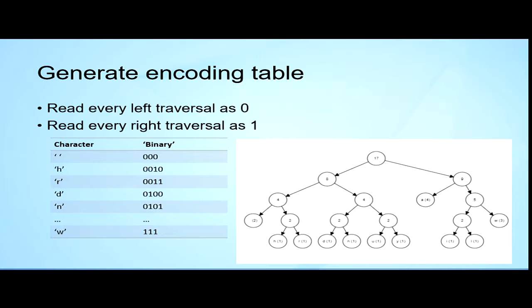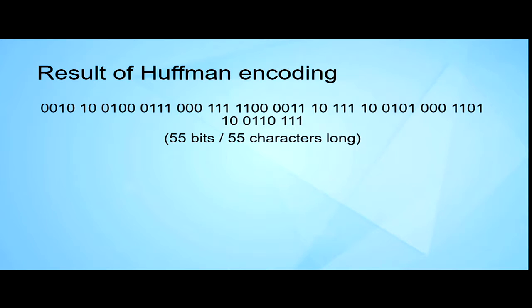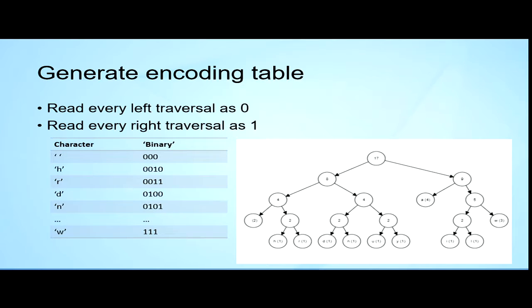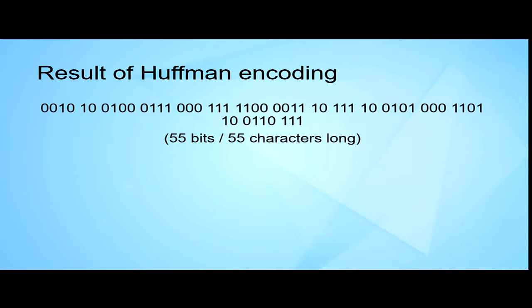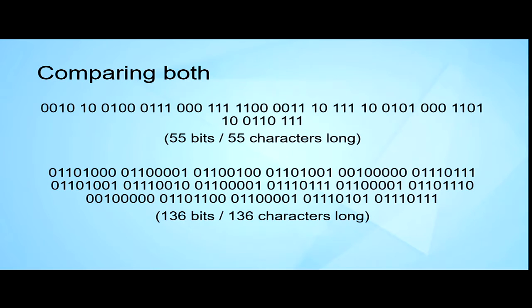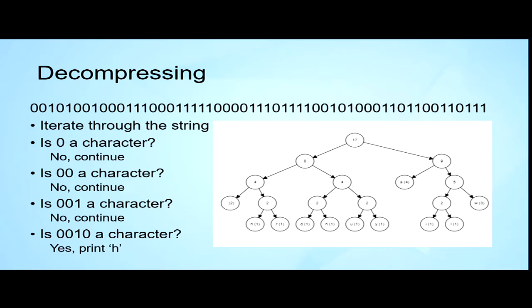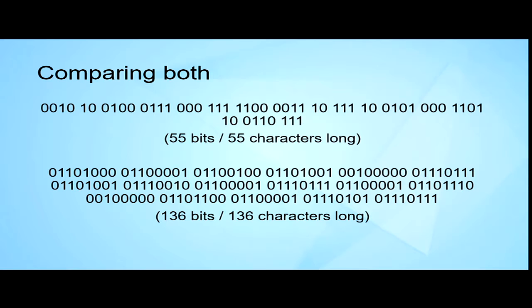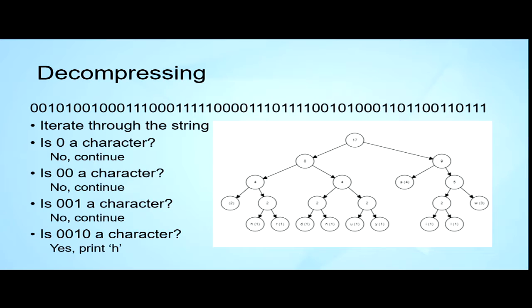After we get our encoding table, we can change the string. We know from the previous one that H is 0010, and here 0010 is the first one, then A is 10, and then D is 0100. It compresses the string by reducing it to 55 bits. Comparing both, the compression looks really good: 136 bits and 55 bits. Furthermore, this is lossless data compression, which means you can get back the exact string from just these 55 bits as compared to the 136 bits.